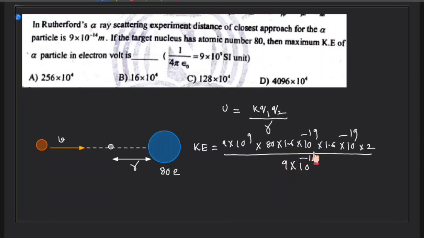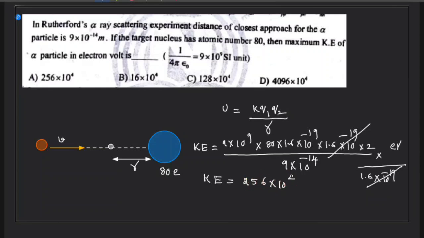Still it is not over. All of this will be in joules, but we have to convert this into electron volt. So this joules can be written as electron volt by dividing by 1.6 into 10 power minus 19. So this one gets cancelled. If you do this calculation, you will get the answer as K is equal to 256 into 10 power 4. So please do that calculation.